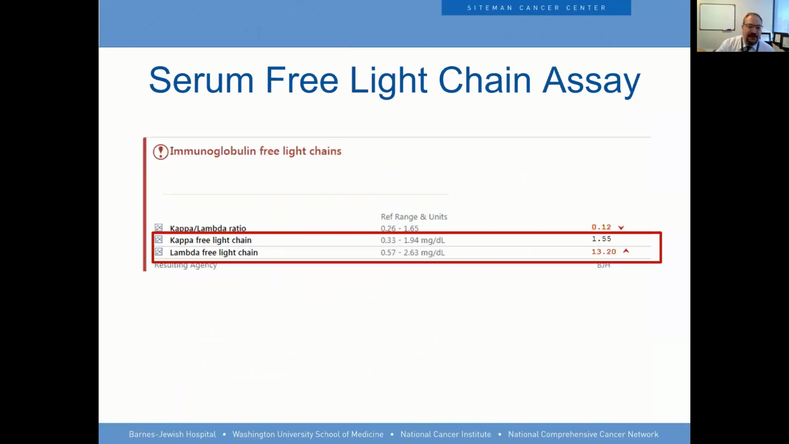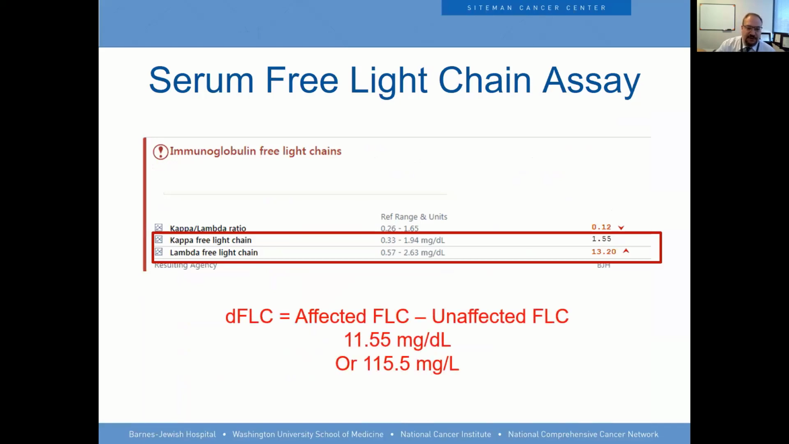This is a sample of what the test looks like, and you can see they report both the free lambda light chain and the kappa light chain. In this patient who has lambda light chain amyloid, you can see that their lambda is elevated at 13.2 milligrams per deciliter, or 132 milligrams per liter, and they have an abnormal kappa to lambda ratio.